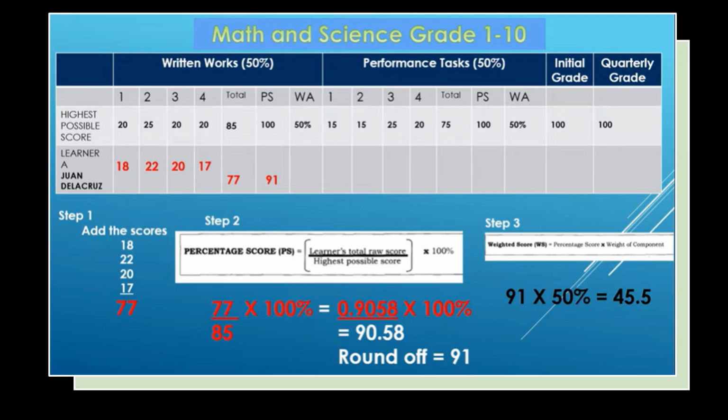Now let's have a sample computation of a quarterly grade. Our example is for the subjects math and science. We all know that for math and science, in terms of the summative assessment components, the written works and the performance tasks both have 50%. Okay, now in the table, as you can see, we have the different activities under written works.